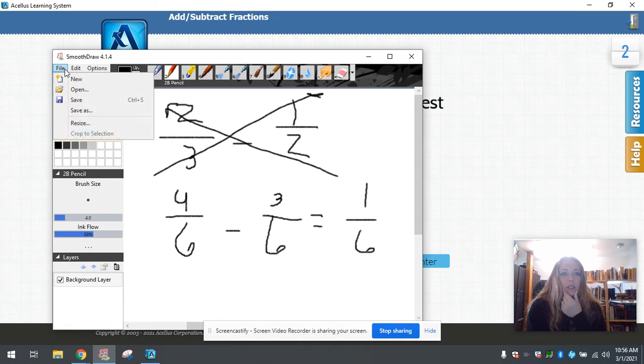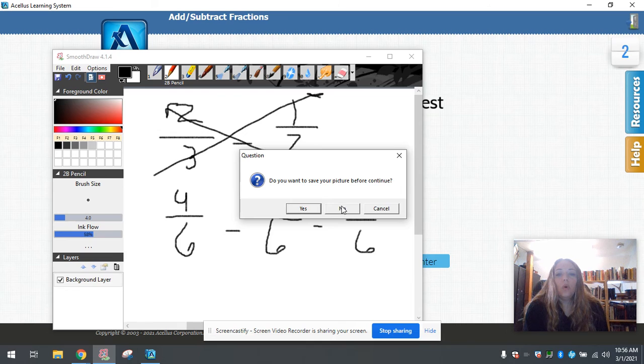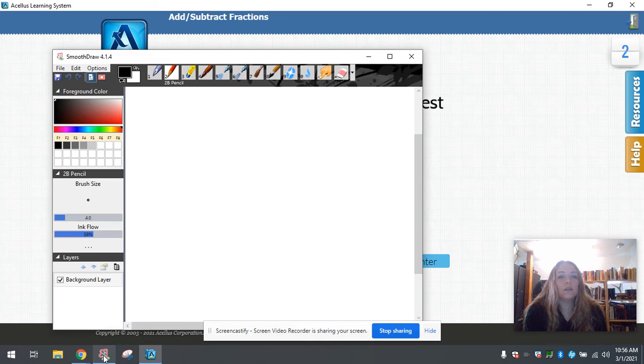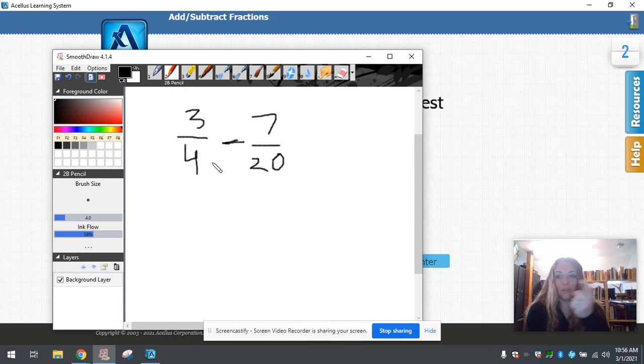3/4 and 7/20. 3/4 minus 7/20. Now I'm going to use mental math here instead of multiplying my denominators together because I know 4 fits into 20. If I multiply 4 by 5, I get 20. So what I do to the bottom, I'll do to the top. 3/4 is equal to 15/20.